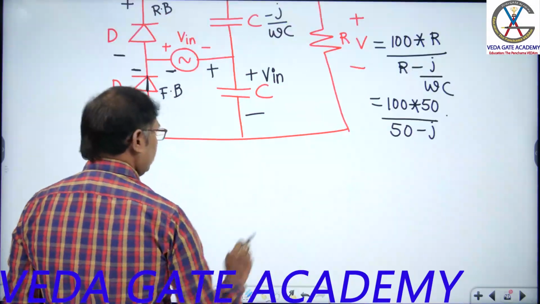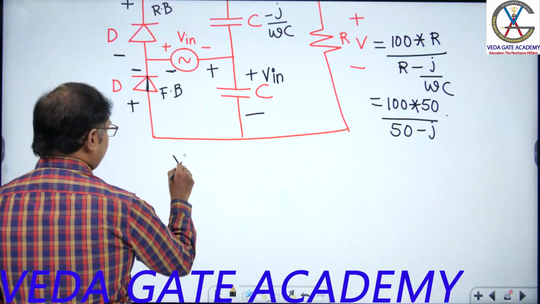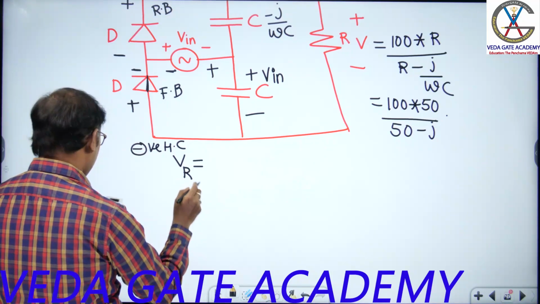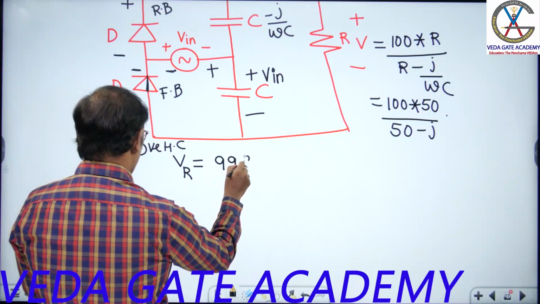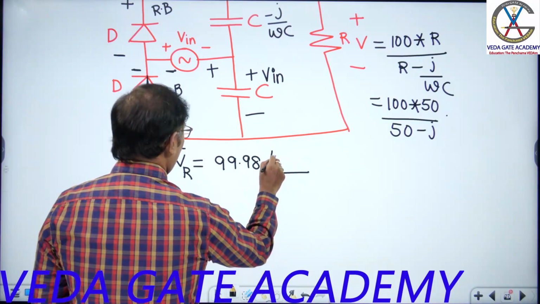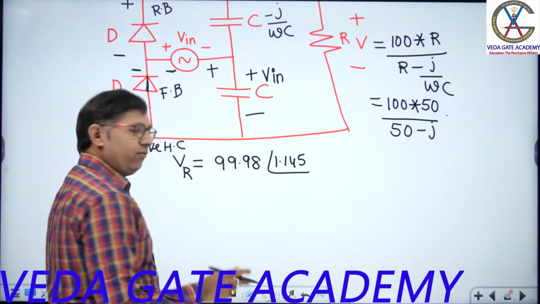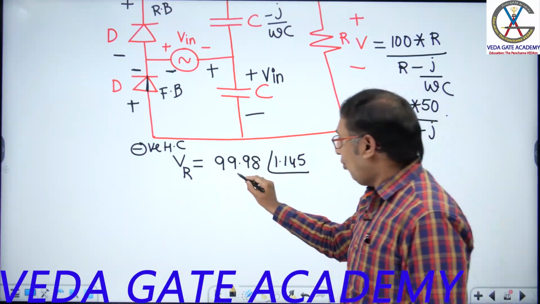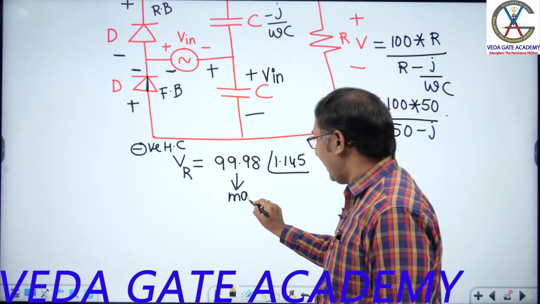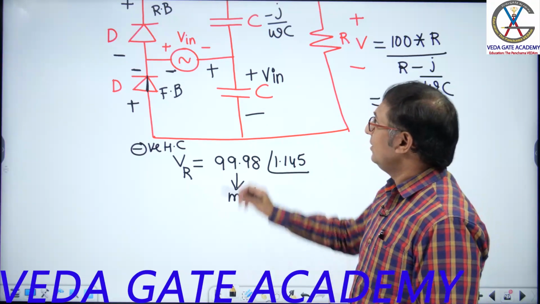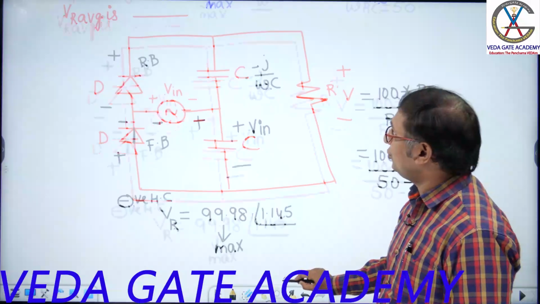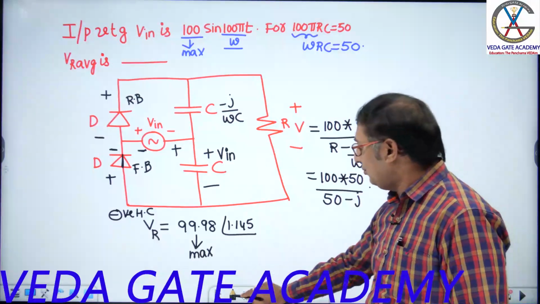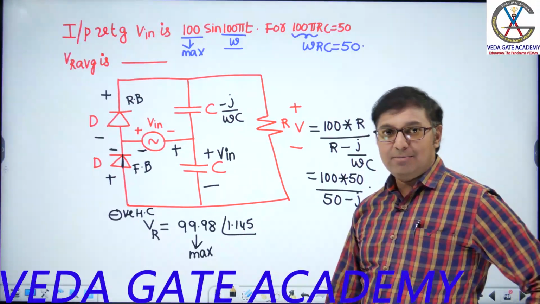Here I am writing VR that I am getting for the negative half cycle: 99.98 at an angle 1.145. For the positive half cycle also the same value, and the negative half cycle also the same value. What is this value? Is it RMS or maximum? Maximum, because we have not divided the supply value with root 2. Have we divided that 100 with root 2? No. So this is your maximum value.